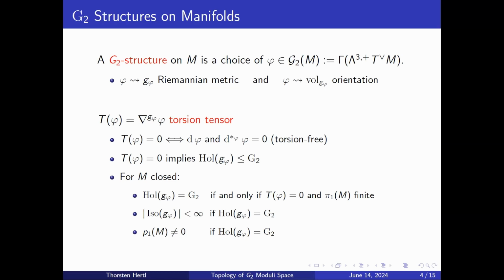can guarantee this with an additional topological ingredient, namely the fundamental group. If you have a closed manifold, then the holonomy group is the entire G2 and not just a subgroup if and only if the fundamental group is finite. In this case, the isometry group of the underlying metric is also finite, and the first Chern class vanishes. So we have some nice structure for closed G2 manifolds where the holonomy equals the entire group.